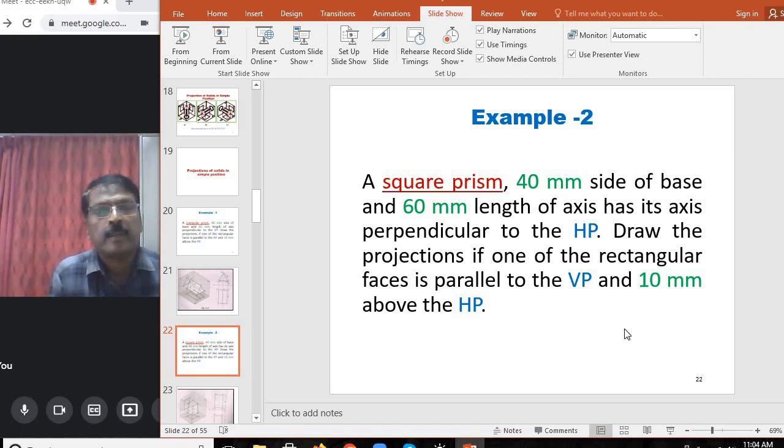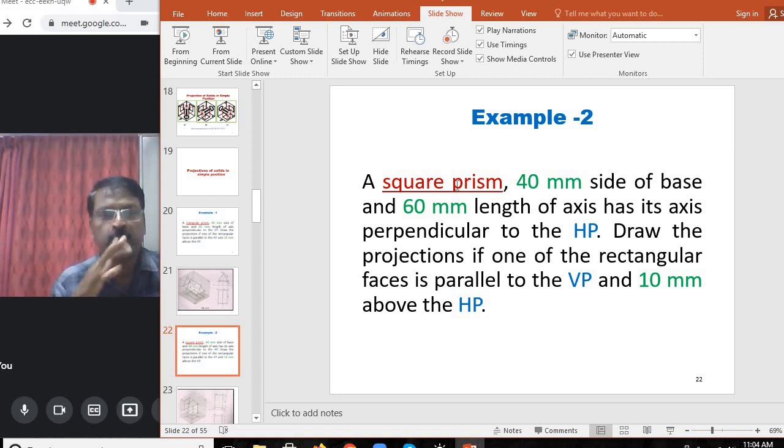So let us take another example. A square prism, 40 mm side of base and 60 mm length of axis, has its axis perpendicular to the HP. Draw the projections if one of the rectangular faces is parallel to VP and 10 mm above the HP. Here also, once again go through the problem. What is the object? Here the object is a square prism.